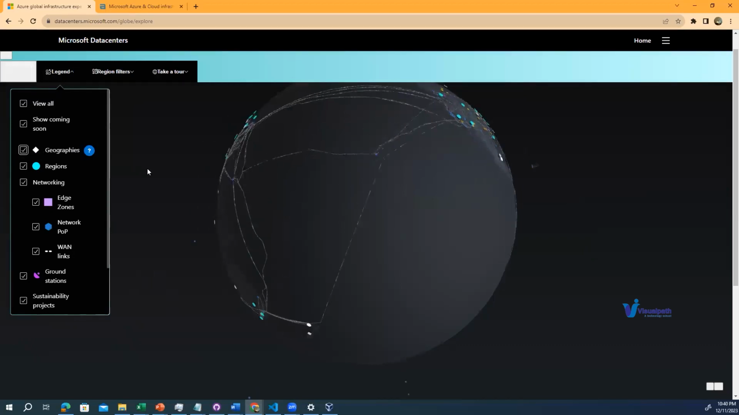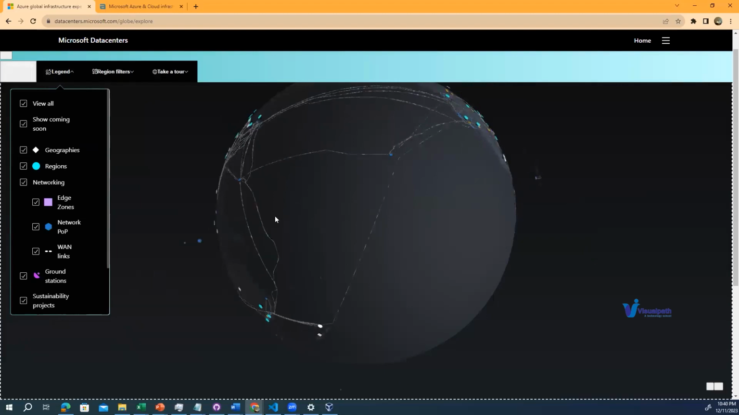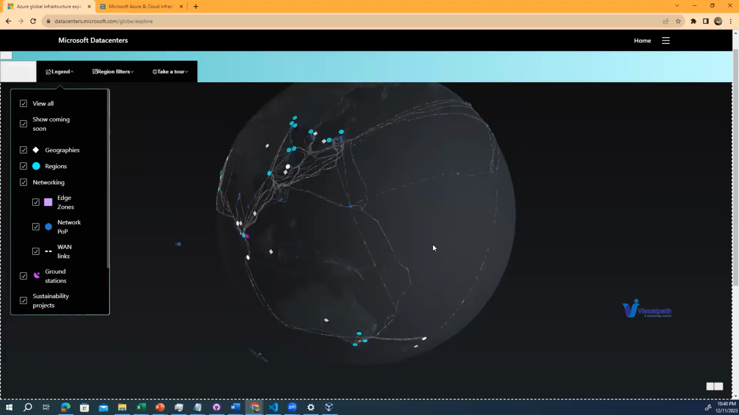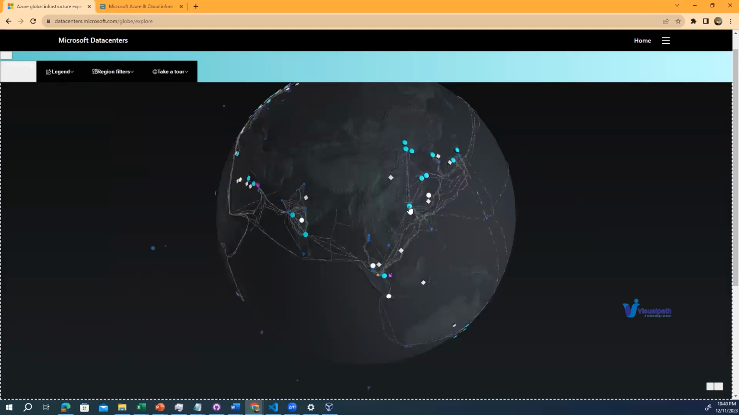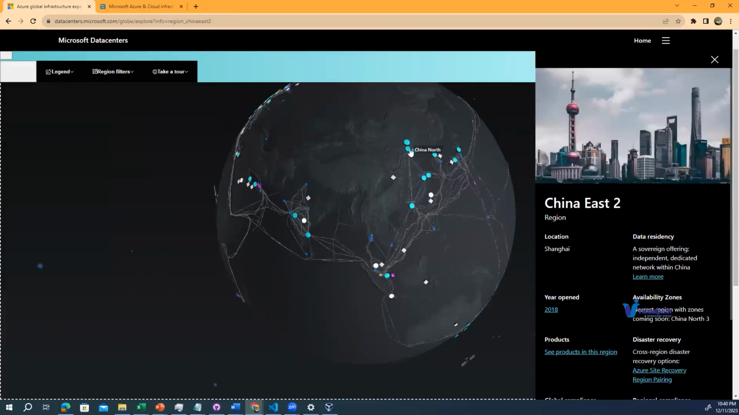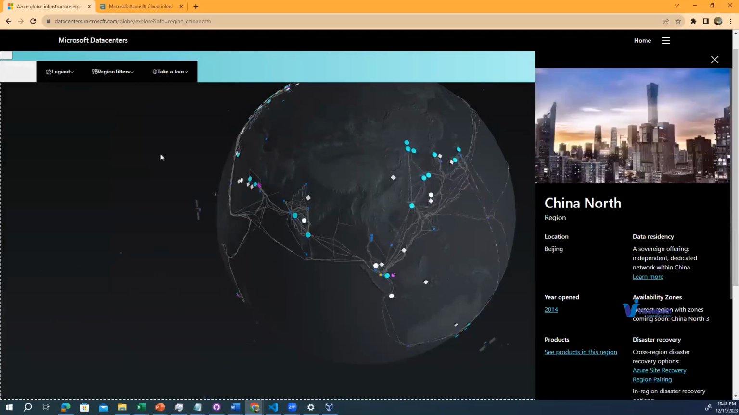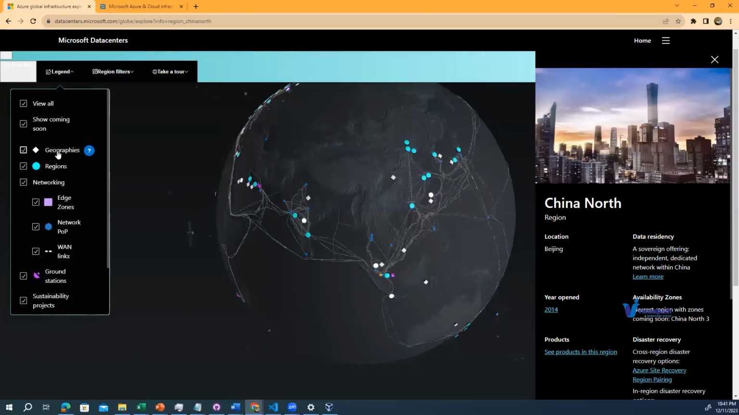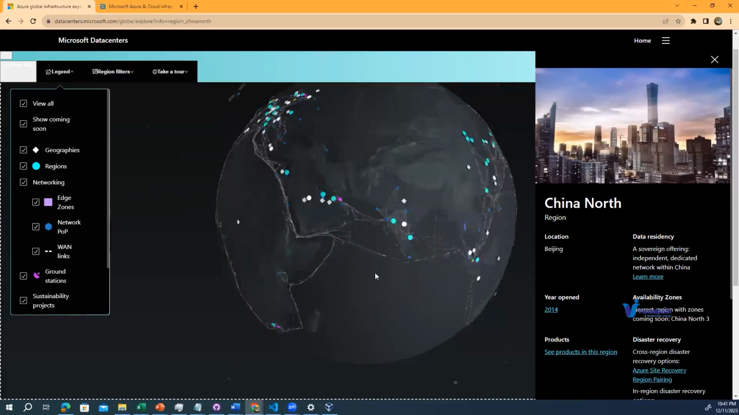Okay, you can see here the places where all your geographies and other things exist. Suppose when you go here and check, this is East Asia that is available. These are all the places where your regions and other things are present. These are geographies having regions, and within the regions you have all these ground stations, WAN points, and all the other things, and then you have the sustainability projects that really exist here.